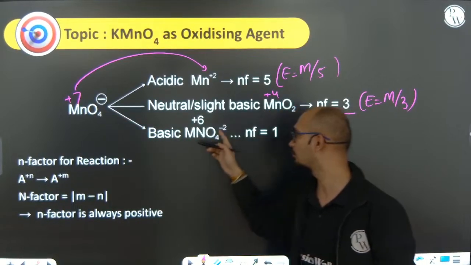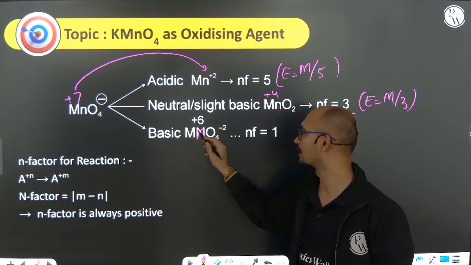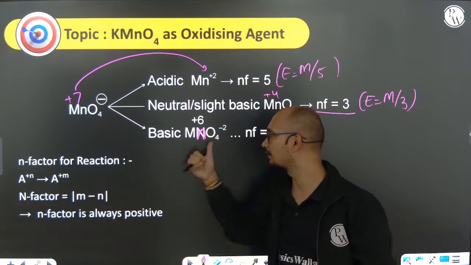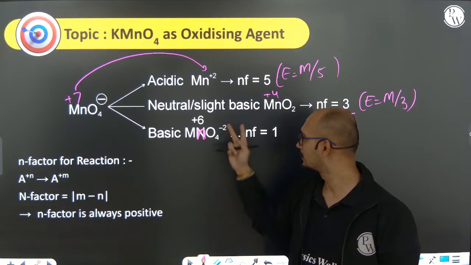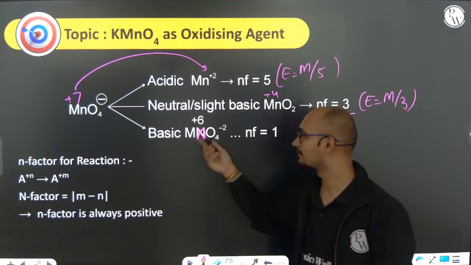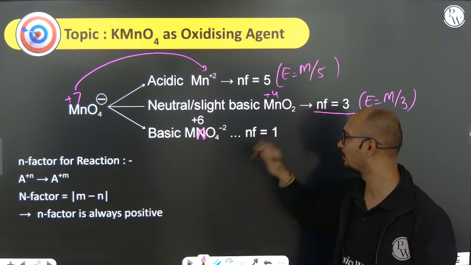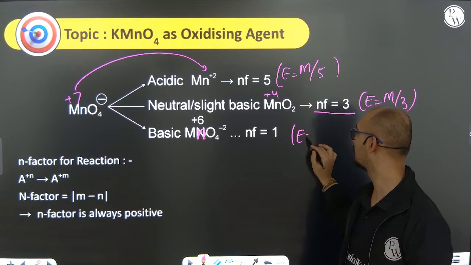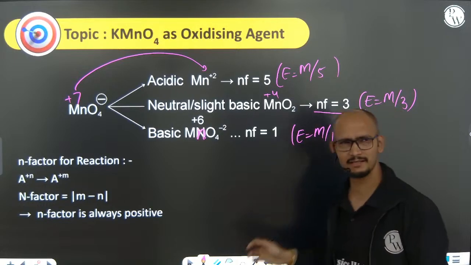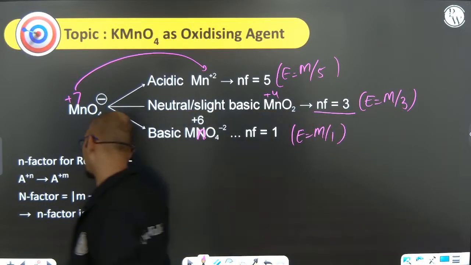And here, because it is plus 7 going to MnO4 minus 2, that is manganate, permanganate converting into manganate. So here it is converting from plus 7 to plus 6. So therefore the change is how much? 1. N factor 1. So E will be equal to M by 1. Not a big deal. I see you can understand it very easily.